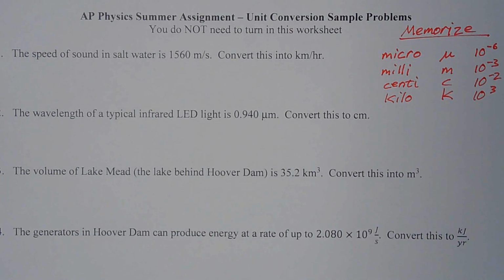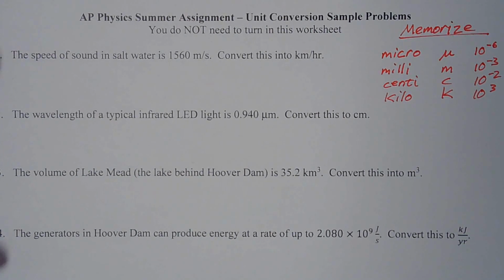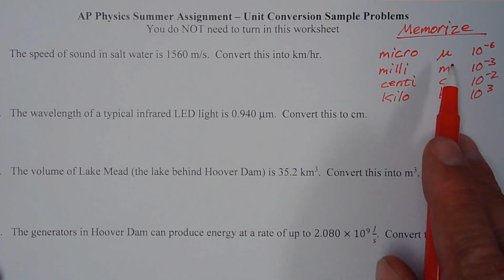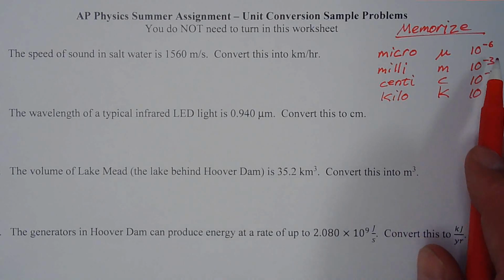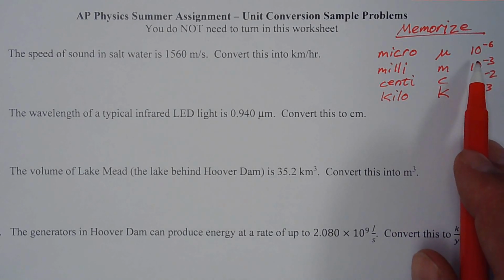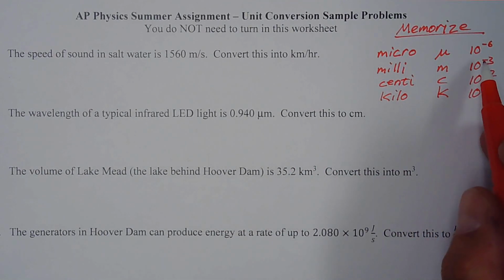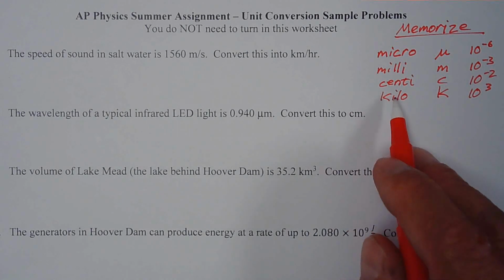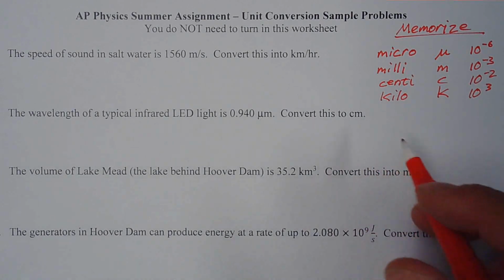The other documents that accompany this go into a little bit more detail on examples of what we mean by 10 to the negative 6. For example, a micrometer is 1 times 10 to the negative 6th of a regular meter, or 1 micrometer is 10 to the negative 6th regular meters. Or 1 kilometer is 10 to the 3rd regular meters.